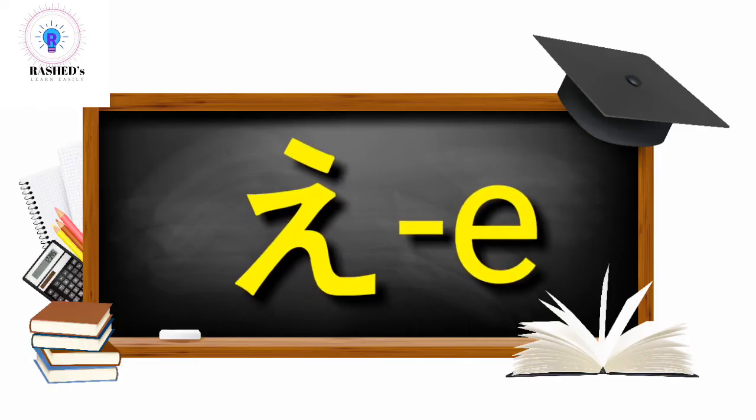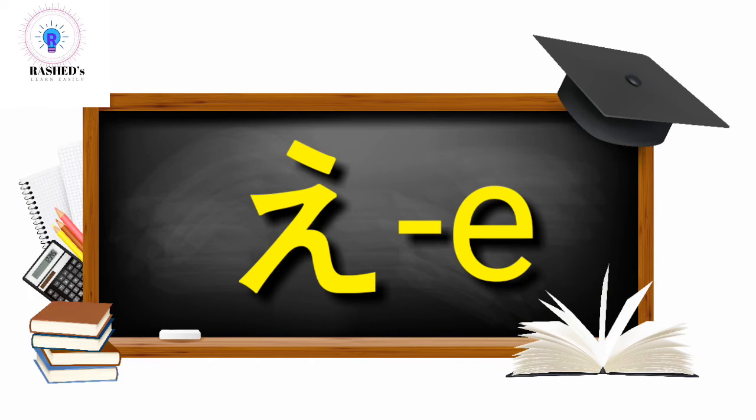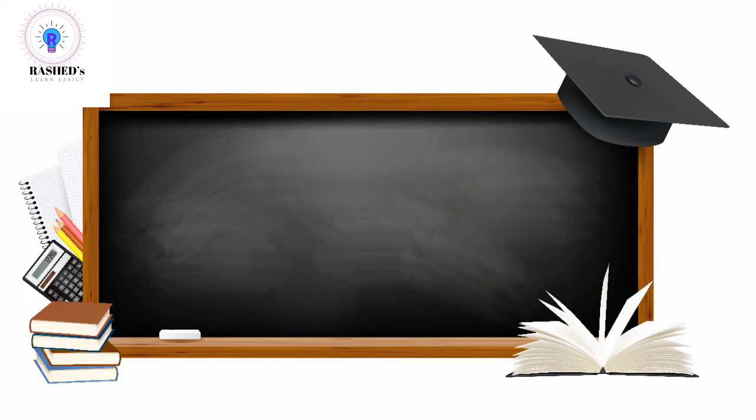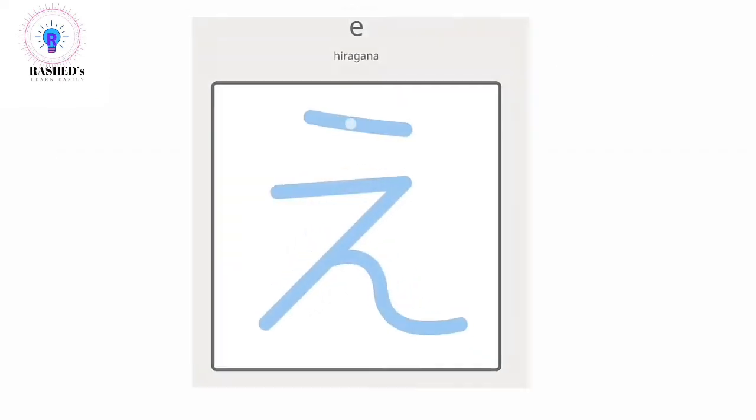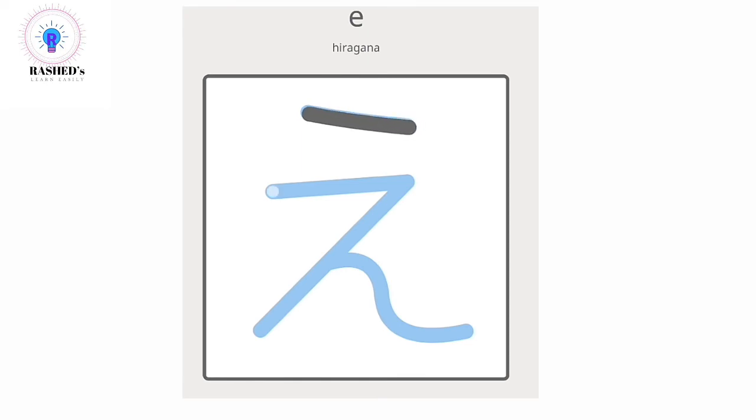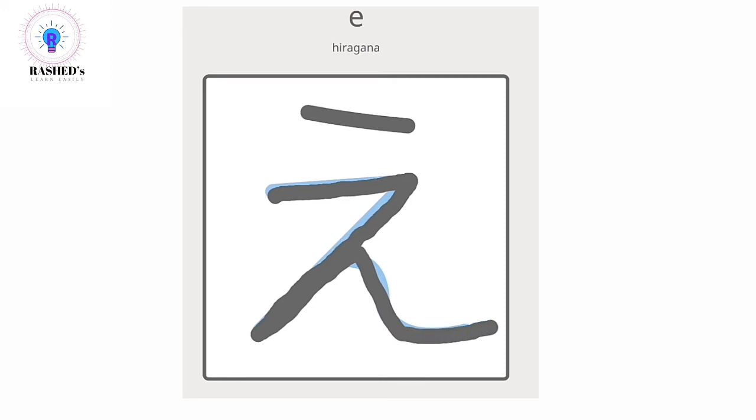So dear viewers and my students, now see the next letter, which is A. So dear viewers, now let's see how to write this letter. This is a very easy letter. You will try with me. Let's see this letter. I draw, so you will draw, follow me.